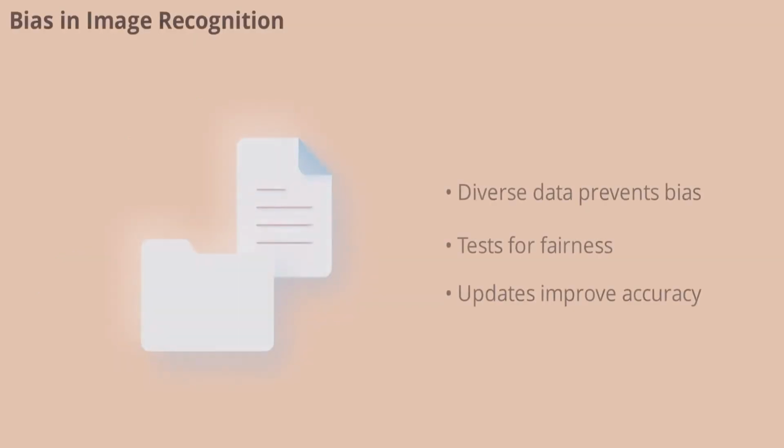Bias can occur in AI vision if the training data isn't diverse enough. This can lead to unfair or inaccurate results, especially for underrepresented groups. Addressing bias involves using diverse datasets, testing for fairness, and regularly updating models. Ensuring fairness in AI vision is essential for building trustworthy systems.